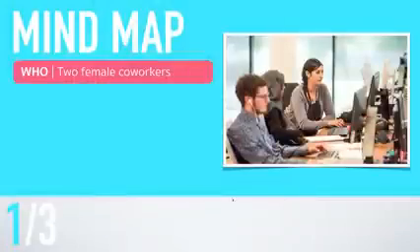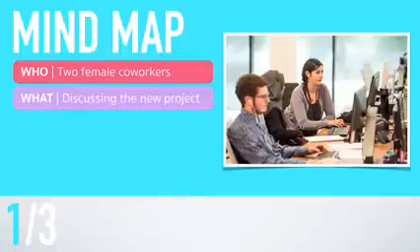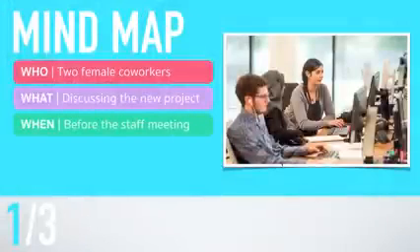All right. And these groups will be important in a few moments. So again, looking at the image, we see 2 female coworkers. We're focusing on them. What? Well, it looks like they're discussing the new project. Again, I'm just coming up with what I think is possibly happening in this image. We are thinking in English. All right. Now, when do we think this is actually occurring? I said before the staff meeting. Again, I'm just thinking these ladies are probably at work and they're discussing a project, probably because they have to talk about the project when they go into the staff meeting.